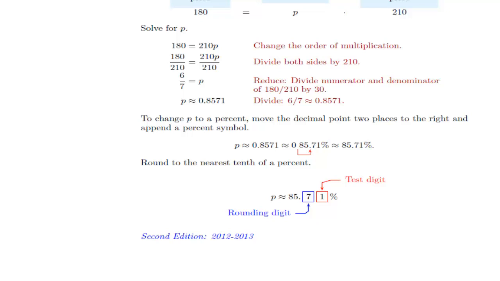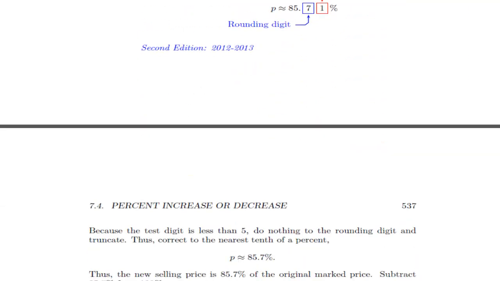The rounding digit is 7. The test digit is 1. Because the test digit is less than 5, do nothing to the rounding digit and truncate. Thus, correct to the nearest tenth of a percent, P approximately equals 85.7%.